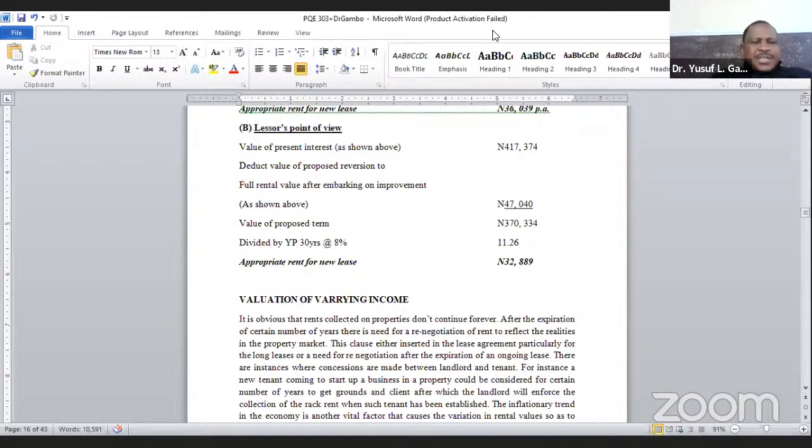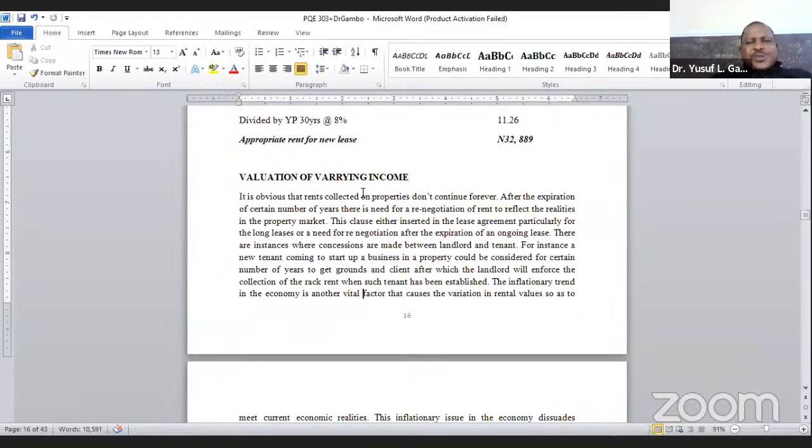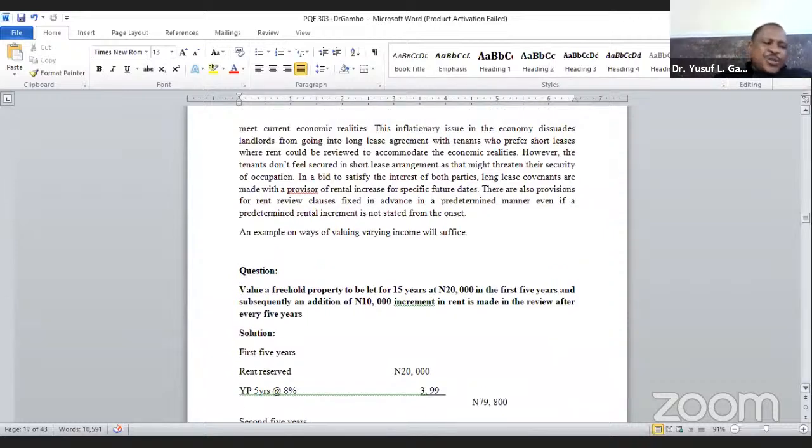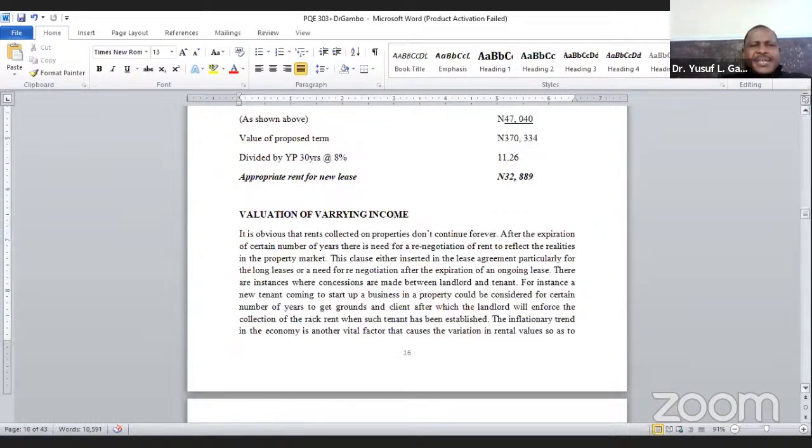So let's go to valuation of varying income. We are done with surrender and renewal. As simple as that. Just understand what to do. Understand the appropriate YP to be adopted, and when to use it, and when to adjust the yield, and when not to adjust, and when you use perp, and when to use dual rate. So when you know that, you don't have any problem. That's that.